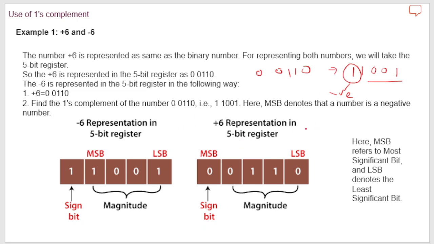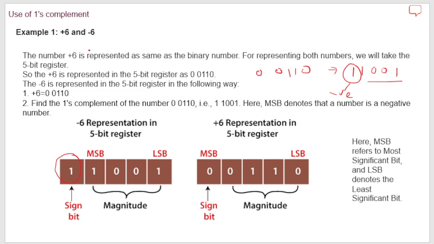Okay, so it is plus 6, it is MSB also and sign bit also. Now here it is MSB and it is a sign bit, that is the difference between negative and positive numbers. The sign bit we have to add everywhere, and this is represented as a magnitude. Okay guys, hope you have understood.